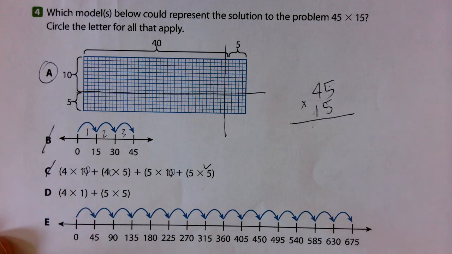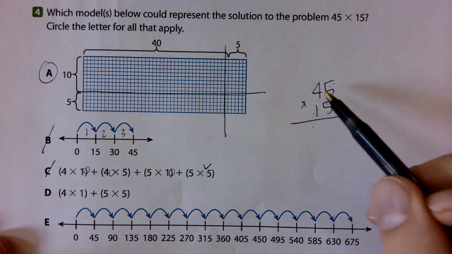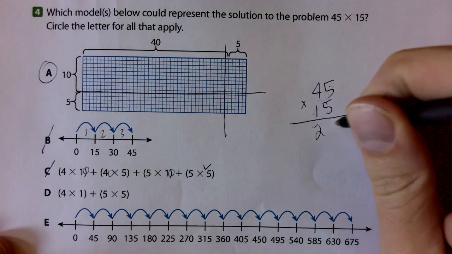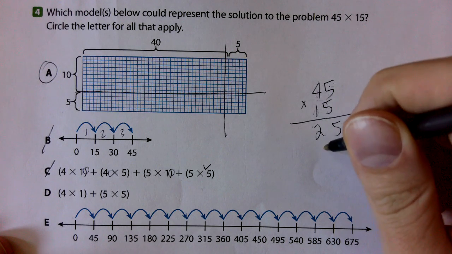What about 4 times 1 and 5 times 5? Can I just go straight down? 5 times 5 is 25. 4 times 1 is 4.